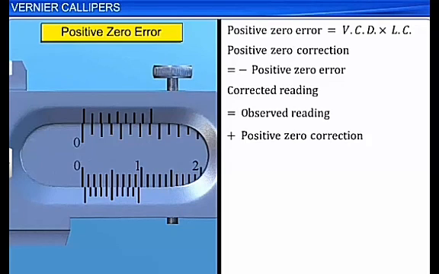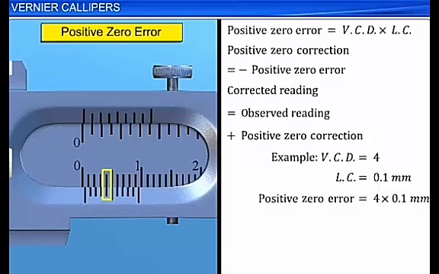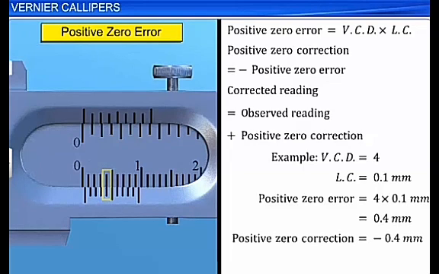For example, when the two external jaws are brought in contact, if 0 of vernier scale is on the right side of the 0 of the main scale, and the fourth division on the vernier scale coincides with one of the main scale divisions, and the least count of the vernier calipers is 0.1 millimeter. In this case, the positive zero error is equal to 4 into 0.1 millimeter, which is equal to 0.4 millimeter. Thus, the positive zero correction will be minus 0.4 millimeter.